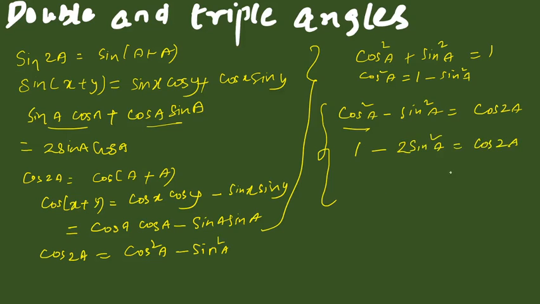So 1 minus 2 sine square A is also a formula. If you write sine square as 1 minus cos square, then the formula changes to 2 cos square A minus 1. That is also cos 2A. We have three formulas for cos 2A. For sine 2A, we derived only one formula. So based on the question, we will be using those formulas. Now, let us go to the next slide.